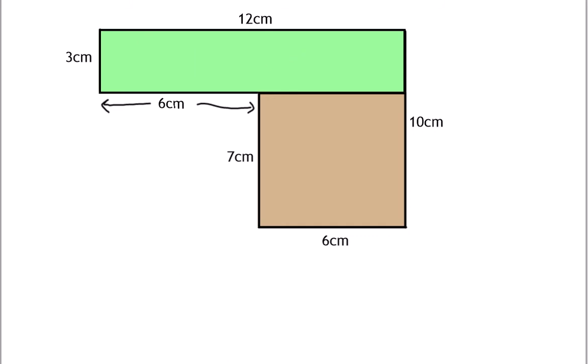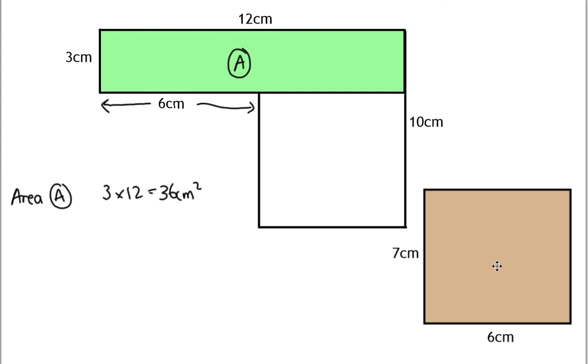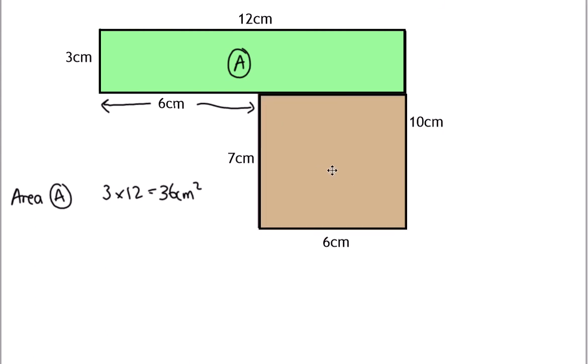So if I call that area A, so area A is 3 times 12, which is 36 centimeters squared. Now look at the brown one. What two numbers tell me the length and the width of the brown rectangle? We've got a 7, we've got a 6, and we've got a 10. Now I only want the length and width of the brown bit, so if I take it off, I'm only using the 7 and the 6. I'm not using the 10 because the 10 goes all the way up.